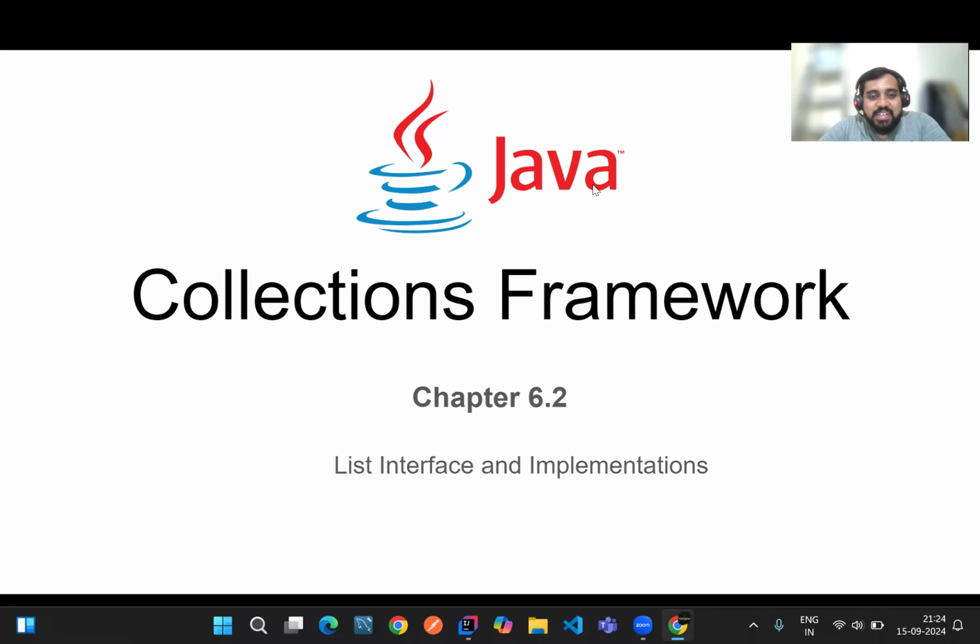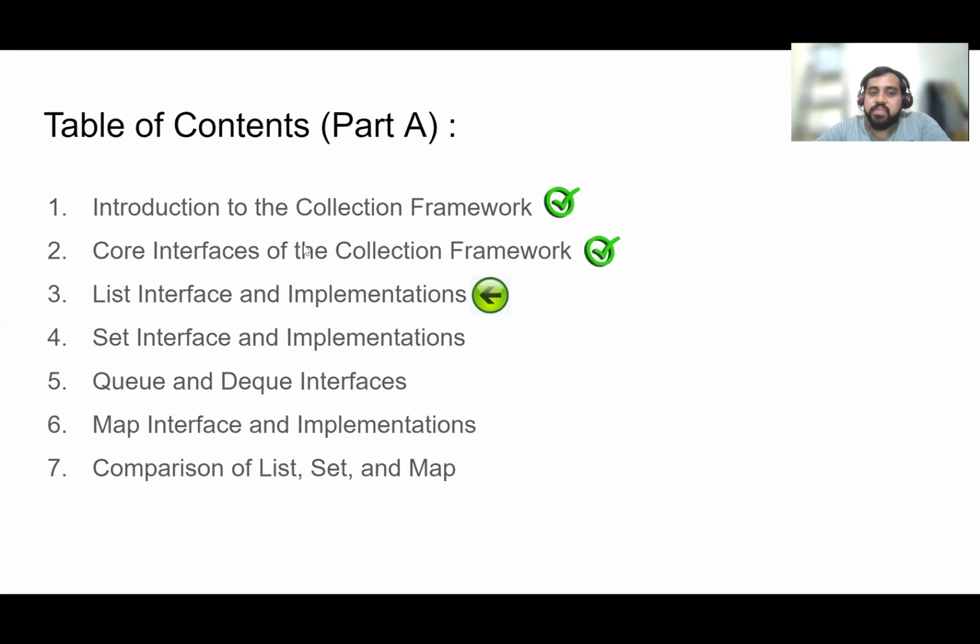Today we'll see the collection framework chapter 2, that is the list interface and its implementation. So guys, in our previous video we talked about what is meant by collection framework, and we also discussed the core interfaces of this collection framework. If you have not watched that video, please watch that video prior to this. I'll give you a brief overview of what we discussed in the previous video.